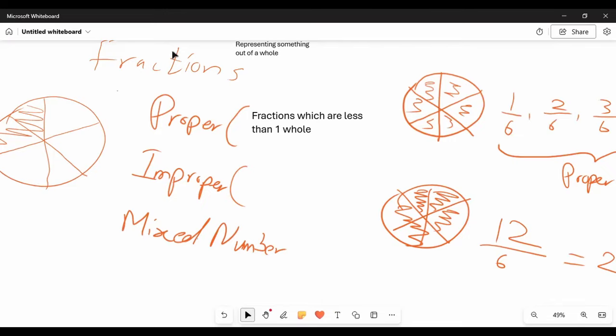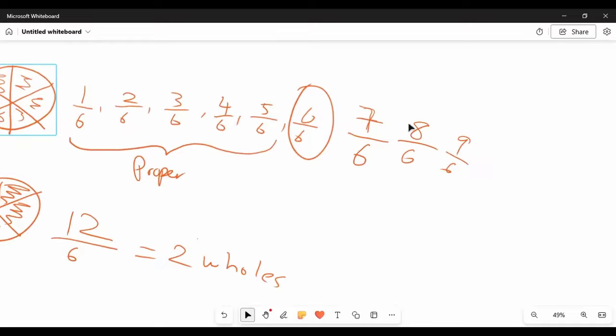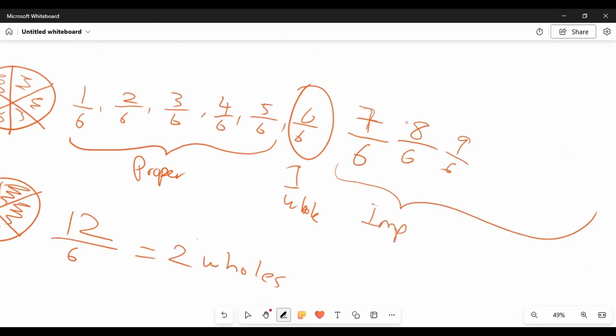Now does it make sense? So if any fraction is going to be greater than 1 whole, this is going to be 1 whole now, 6 over 6. So anything which is going to be greater than that will be considered as improper fraction. So in 7 over 6, 8 over 6, 9 over 6, 10 over 6, in everything, Altaf is going to have more than 1 whole pizza. So that is simply improper fractions.